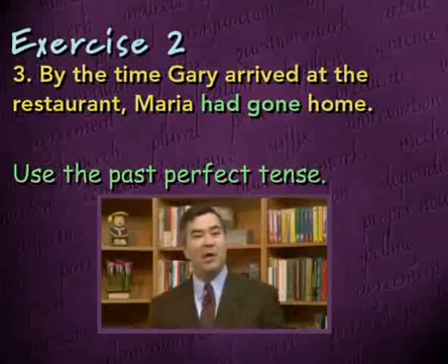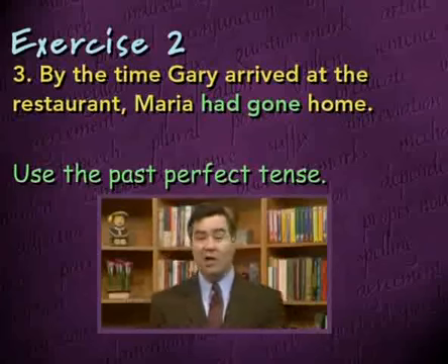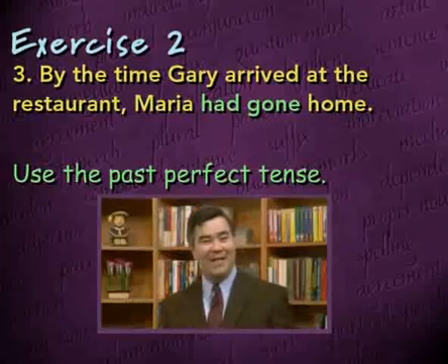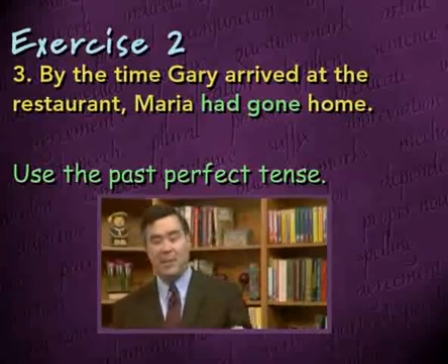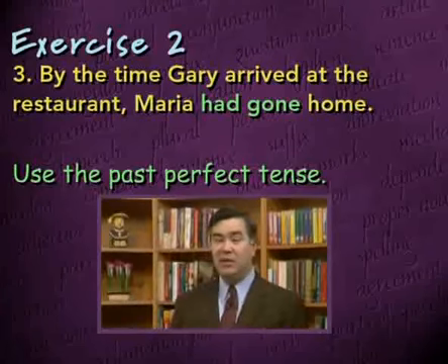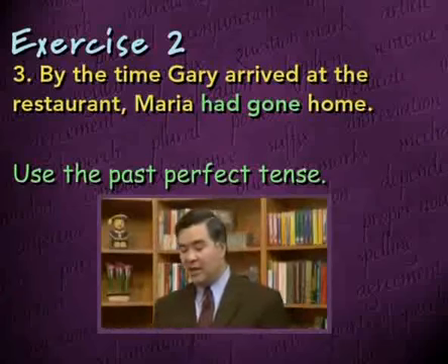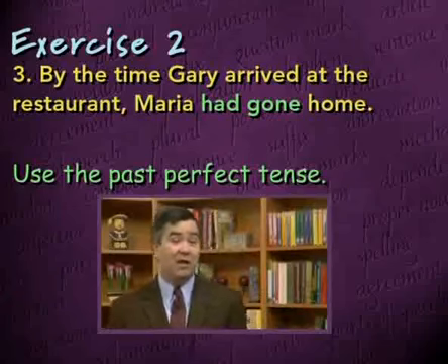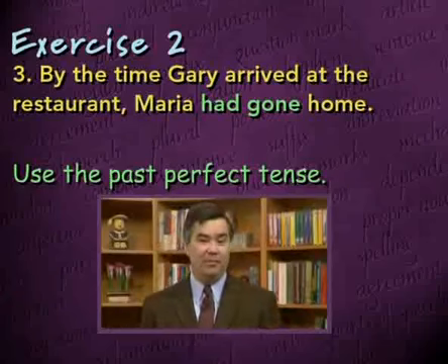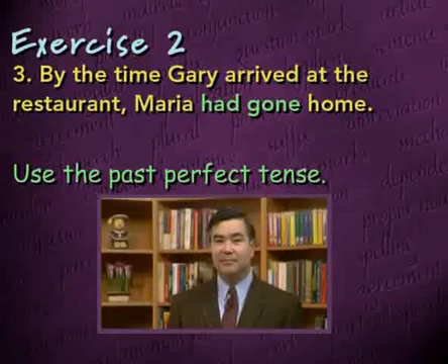The four principal parts of the verb to go are go, going, went, and gone. And in this case, the past participle gone ought to be used, and the sentence would then read, by the time Gary arrived at the restaurant, Maria had gone home. And that would be correct.